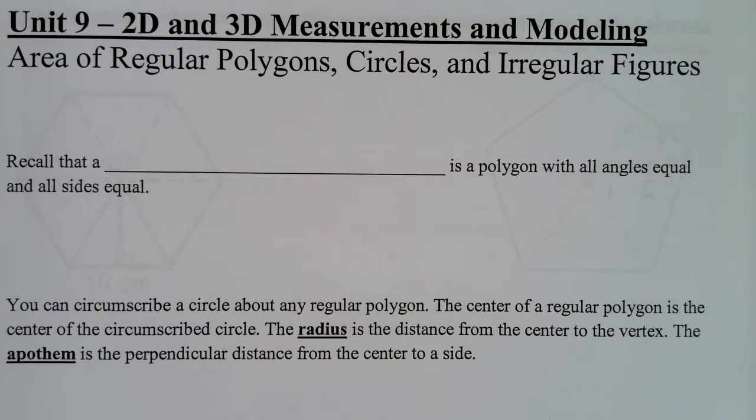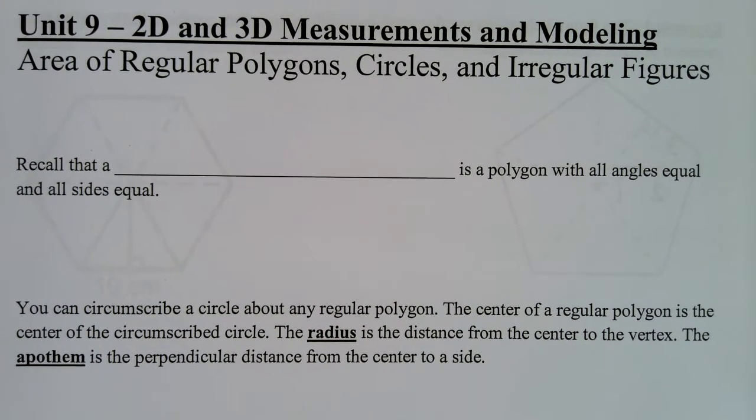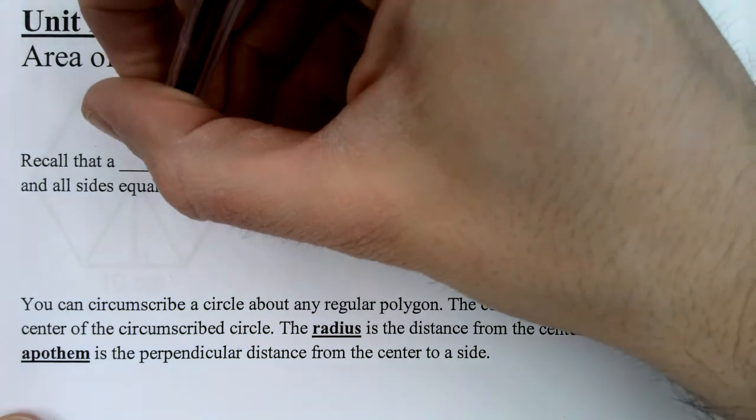All right, this next lesson is called Area of Regular Polygons, Circles, and Irregular Figures. One definition to start. Recall that a regular polygon is a polygon with all angles equal and all sides equal. Regular polygon.